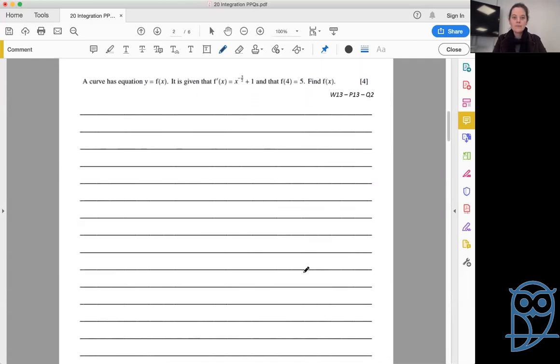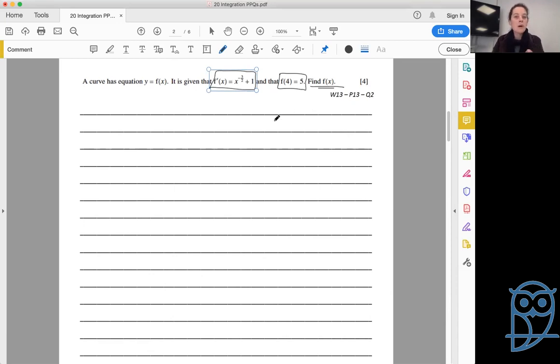Our next question, you can see straight away, we're working with a different kind of notation. We have a curve that has equation y equals f(x). It's given that f dash x is x to the minus 3 over 2 plus 1, and that f of 4 equals 5. Find f(x).